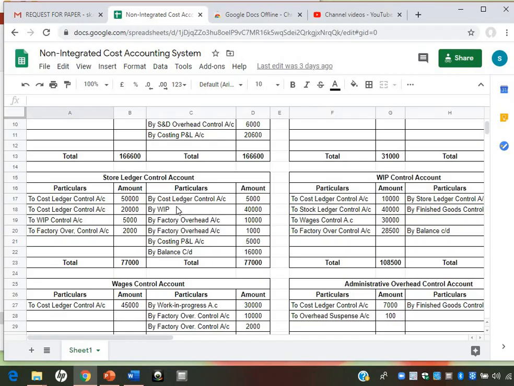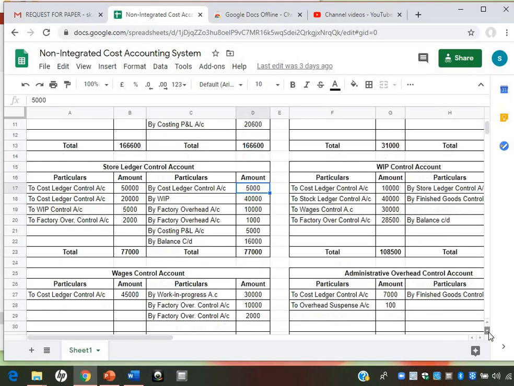Then on the credit side, the first one is cost ledger control account. This is the entry of our material return that we have returned to the supplier. Then this is the entry that we have issued material to factory. Then this is indirect material, again indirect material of 1000. Then this is of normal loss, costing P&L account 5000. And this is the balance that we have, 16,000 balance carried down of store, still we are having 16,000 balance.